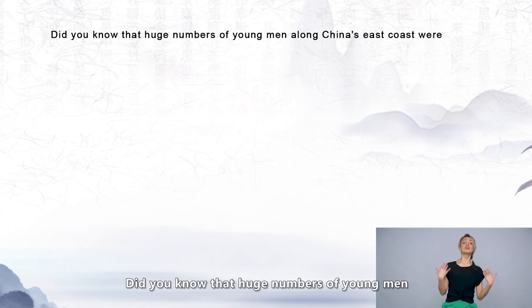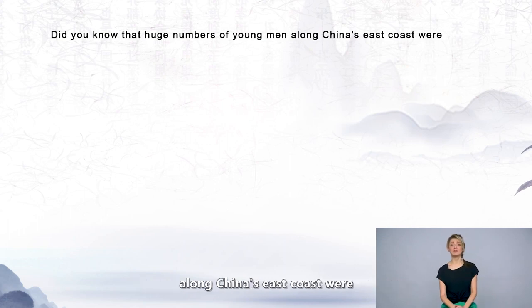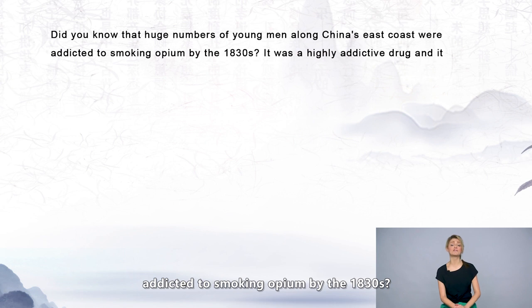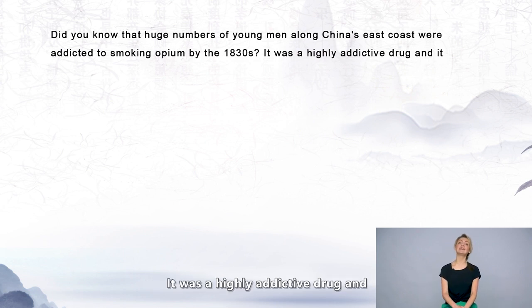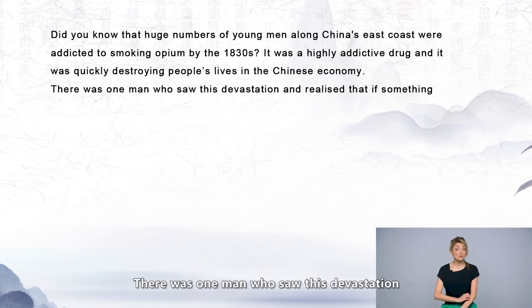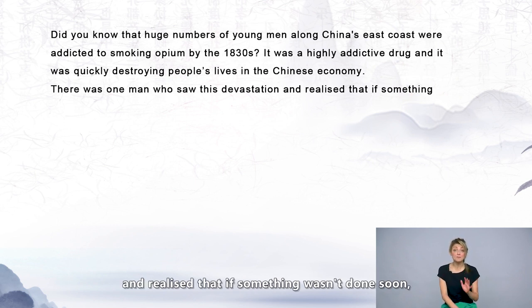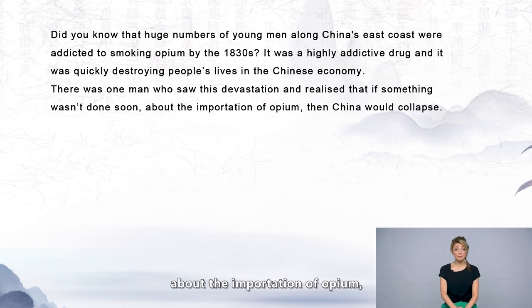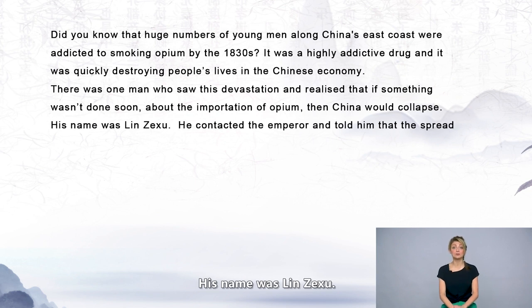Did you know that huge numbers of young men along China's east coast were addicted to smoking opium by the 1830s? It was a highly addictive drug, and it was quickly destroying people's lives in the Chinese economy. There was one man who saw this devastation and realized that if something wasn't done soon about the importation of opium, then China would collapse. His name was Lin Zexu.